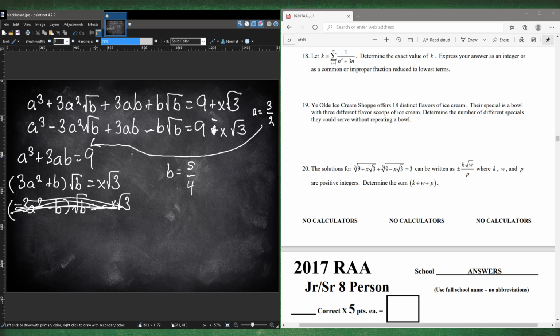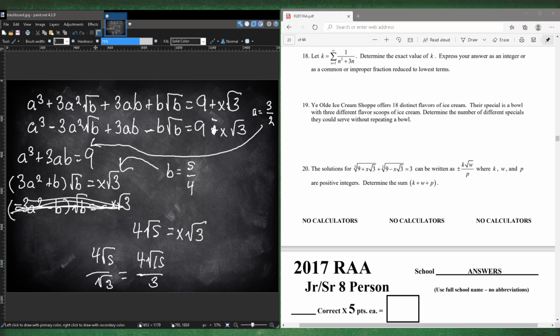And now using these two values, we could plug it into this one and then get our x. So we have 3 times a squared, which is 3 over 2 squared, plus b, which is 5 over 4. And you should get a value of 8 times square root b, which is square root 5 over 4, square root 5 over square root 4. Square root 4 is 2, so divide this 8 by 2, that's 4. So that's 4 square root 5 is equal to x square root 3. And now we can find our x, which is just 4 square root 5 divided by square root 3, which is equal to 4 square root 15 over 3.